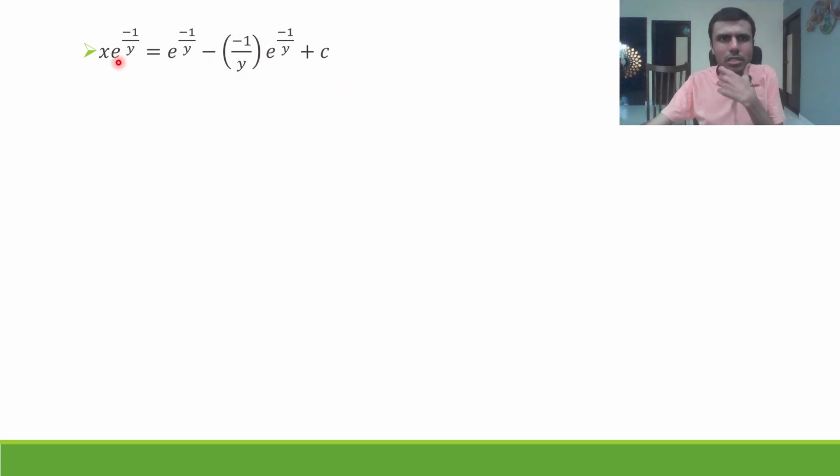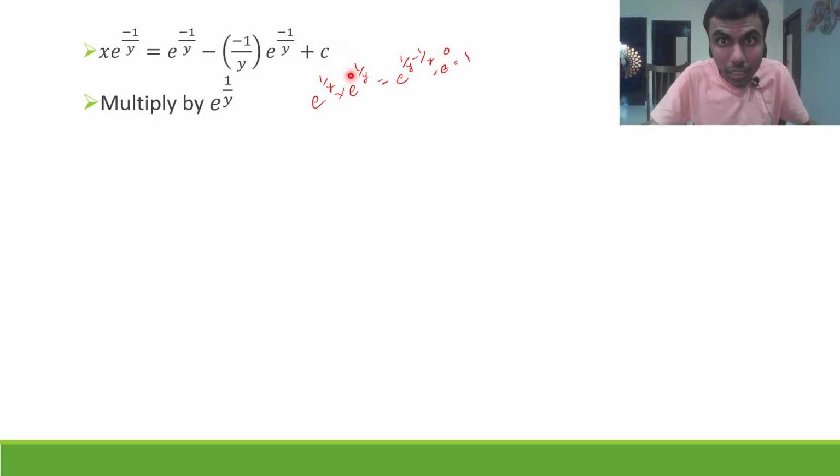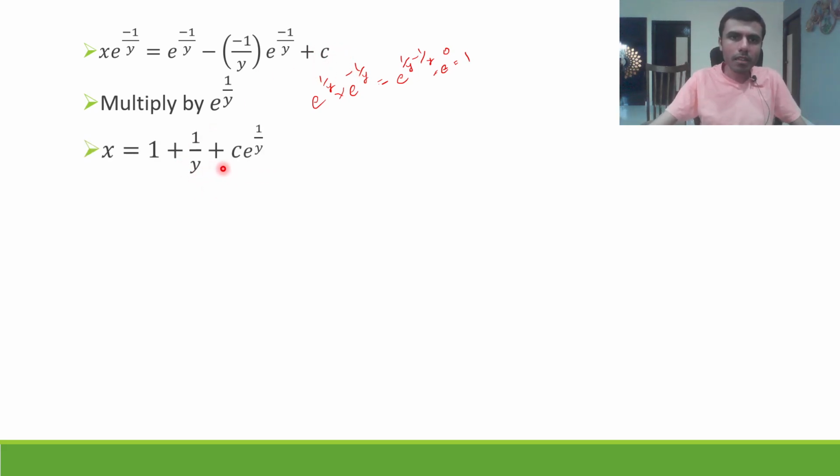Now what you can do is, you see there is e power minus 1 by y here, here, and here. Multiply by e power 1 by y. So e power 1 by y into e power minus 1 by y becomes e power 1 by y minus 1 by y, which is e power 0, which is 1. Fine. So this will go, this will go, this will go. But here I'll get an e power 1 by y. Now it's looking so nice. x is equal to 1 plus 1 by y plus c e power 1 by y.